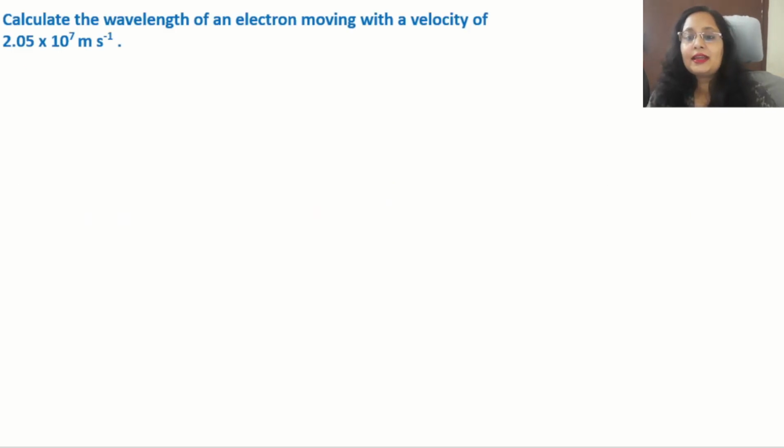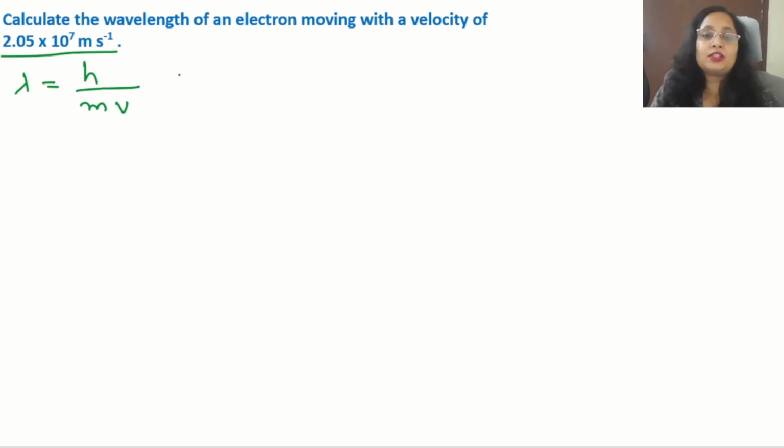The question says, calculate the wavelength of an electron moving with the velocity of 2.05 into 10 to the power 7 meter per second. So friends, as we know, when a particle is moving and we need to find the wavelength, we should apply the de Broglie's equation. The de Broglie's equation says wavelength lambda is equal to h upon mv, where h is Planck's constant, m is the mass of the particle and v is the velocity of the particle.